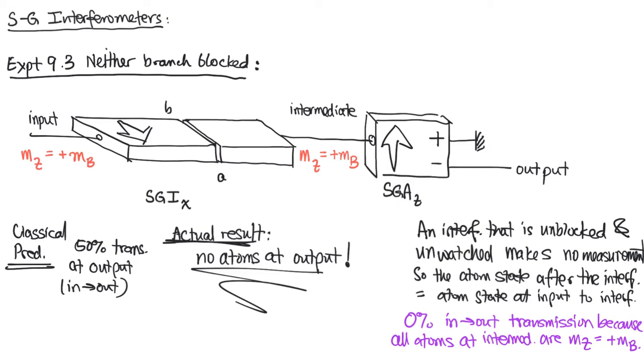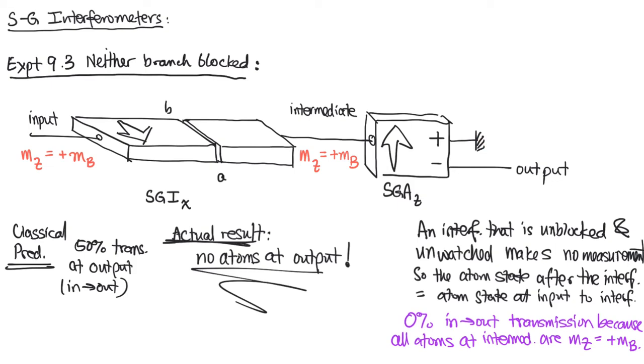path or another. Loosely speaking, we can also think of an unblocked and unwatched interferometer as a do-nothing device, because it does not change the state of this atom. The magnetic alignment before and after are the same. So this result would be exactly the same if we just erased the interferometer. In that case, we would still have no atoms making it through, because we'd be sending Mz plus into an SGAZ, and all of the plus atoms are ignored. None of them come out of the minus port.